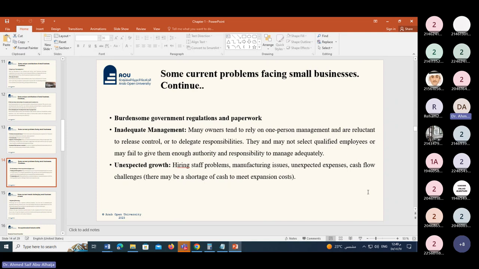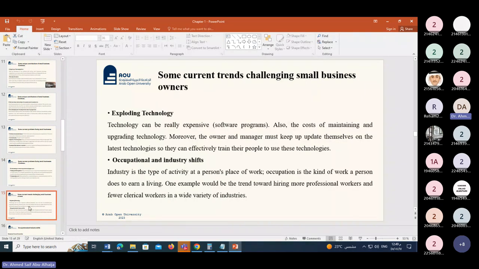Okay. Exploding technology. Now we talk about challenges or current trends challenging small business owners. One of the trends is technology. Can we ignore the role of technology? No way, we cannot. It's important now because technology is affecting the businesses, the products and all products, the services and all services, affecting the suppliers, the manufacturers, the customers. Some customers stop buying from specific companies because of technologies, right? So every day you need to make sure that you have the right technologies in order to offer the right products and the right services.